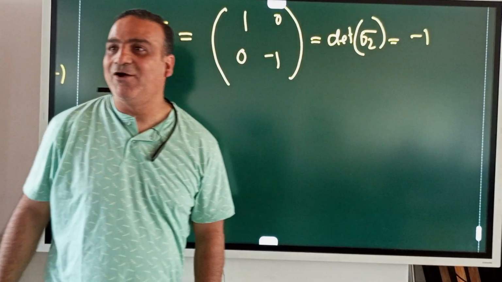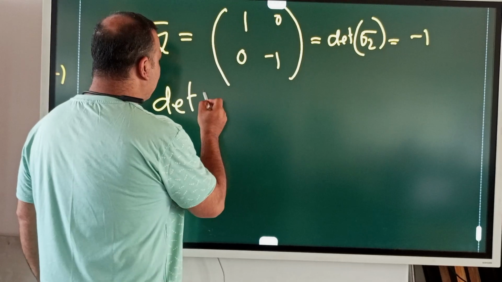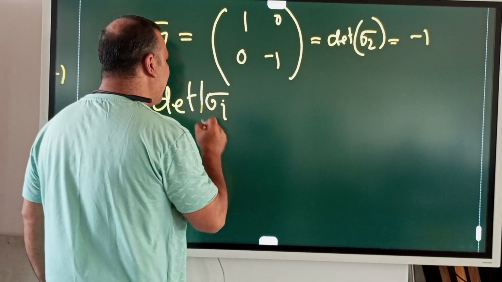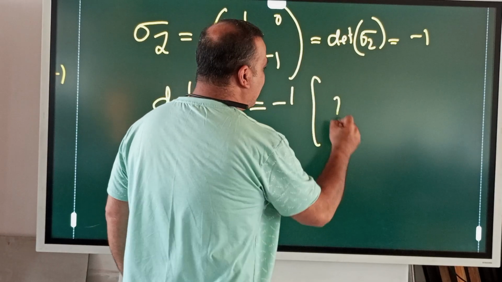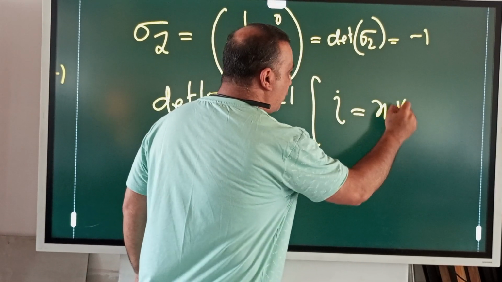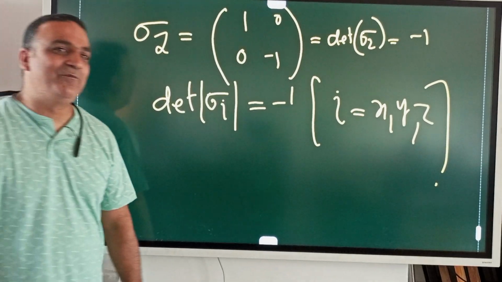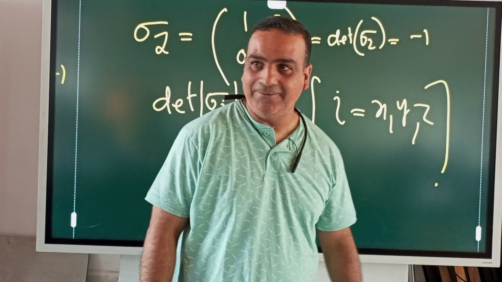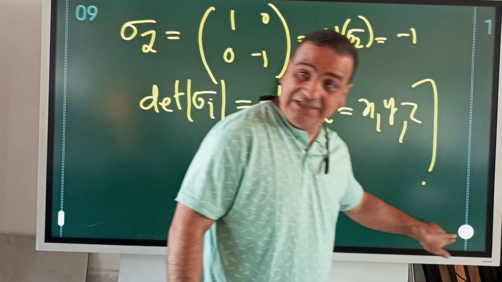So what do you observe? You observe that the determinant of sigma i is equal to minus 1, where i runs over x, y, and z. This is another important property of Pauli spin matrices. Now the trace of these matrices. What is the trace?